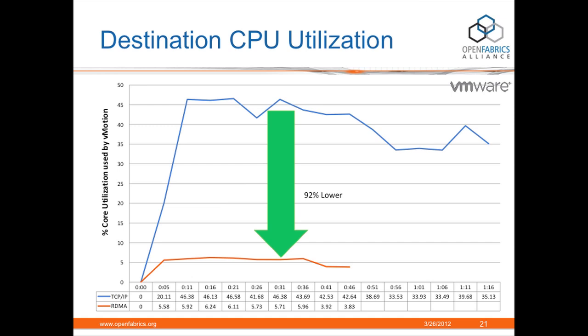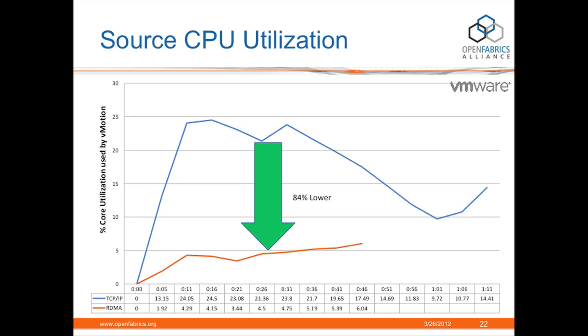Is it all the copy you took out, or is it also the TCP/IP overhead? It's both. It's a copy and a TCP/IP protocol overhead on the destination. The source CPU utilization is still pretty dramatic, 84% less CPUs.